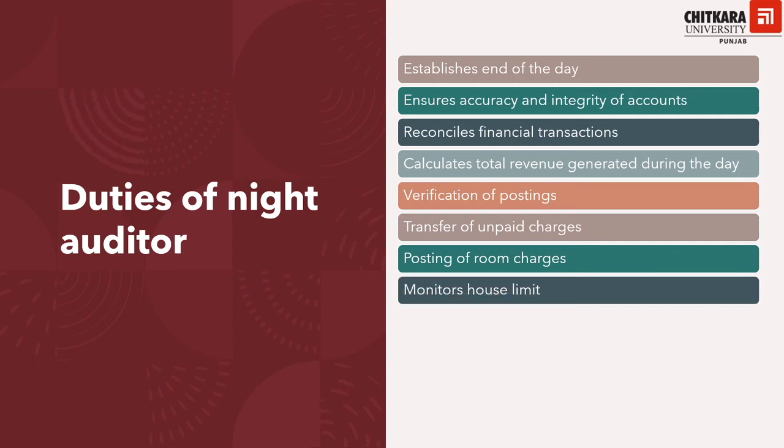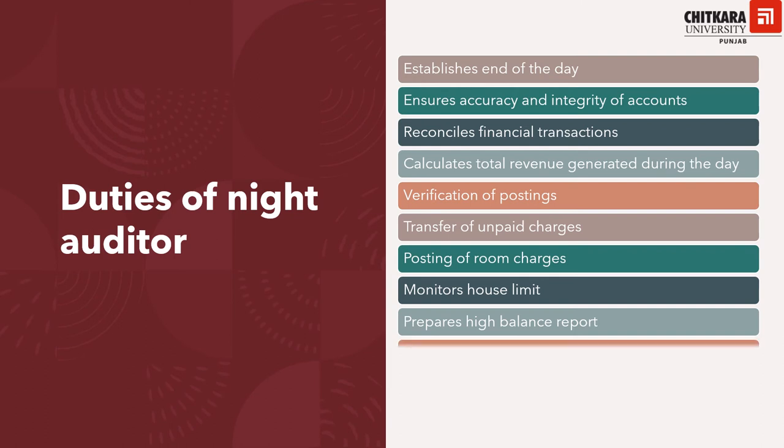He monitors the house limit. Now, this is the credit limit extended to the guest by the hotel, and he has to monitor that, because anybody who reaches the limit or goes beyond has to trigger an alarm. Now this alarm is also called the high balance accounts. Now high balance accounts are accounts that are either reaching their limit or have already exceeded their limit. So this night auditor also has to prepare a high balance report so that a partial settlement or a full settlement of these accounts can be done by presentation of the folio to the respective guest.